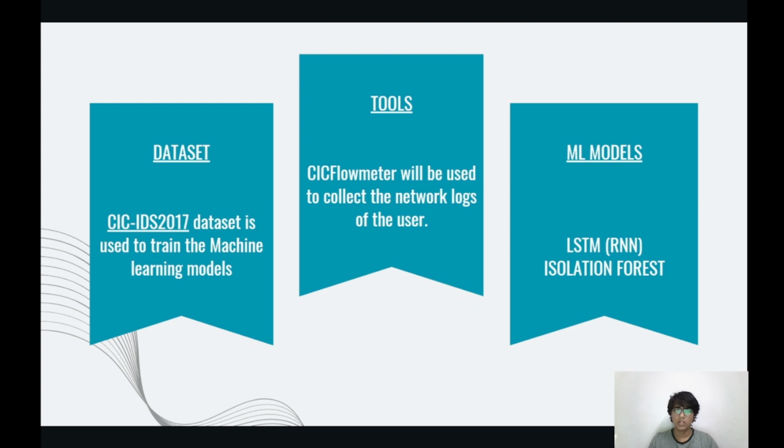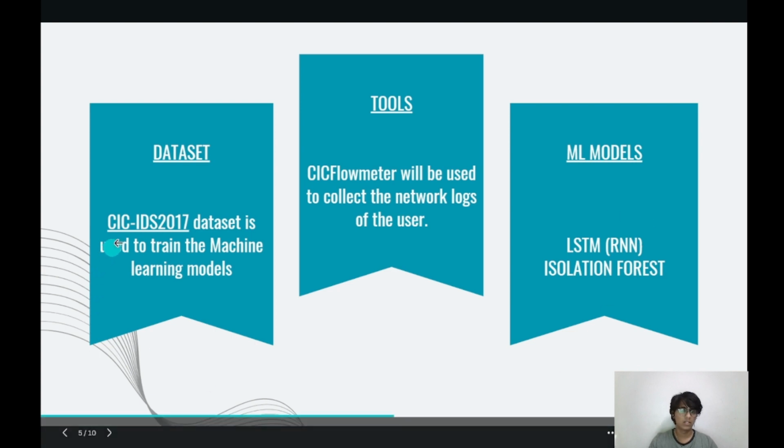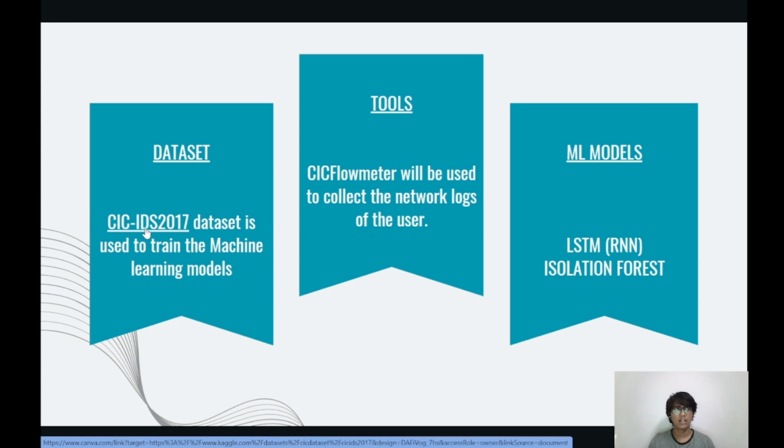And the machine learning models used in this project: the first one is LSTM, which is short for long short-term memory, which is a recurrent neural network, and the second one is isolation forest. Both models will be trained on the CIC IDS 2017 dataset, and the tool used to collect network logs will be CICFlowMeter. And a small note: this application is intended for a security analyst, as he is well aware of the security terms and things about network traffic. We have left the job of collecting logs totally to the user, and we are not worried about it.